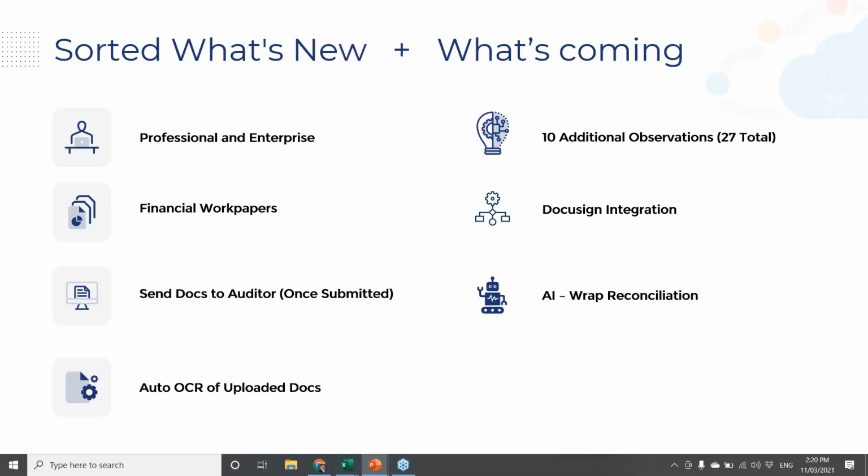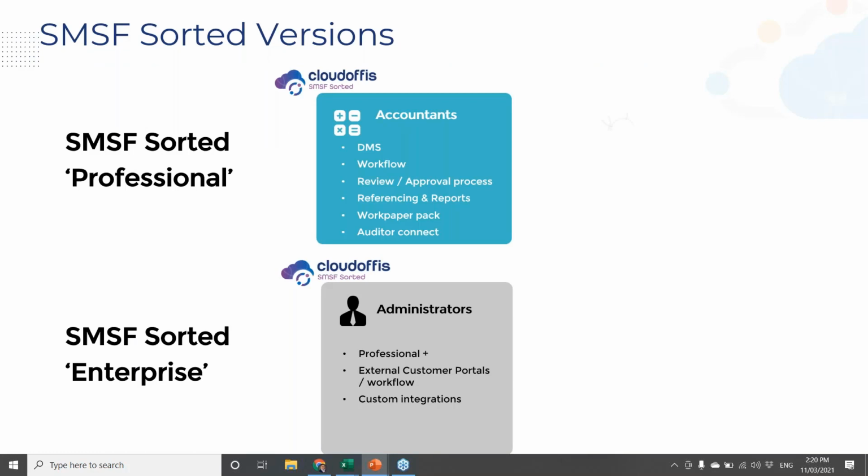The first one, professional and enterprise. So what we are doing this year, and I guess this is based on having the product out for about 14 or 15 months, we're splitting the Sorted product into two specific offerings. Okay, professional will be designed for accountants, and enterprise will be designed for administrators. So I'll just go into what the difference is there.